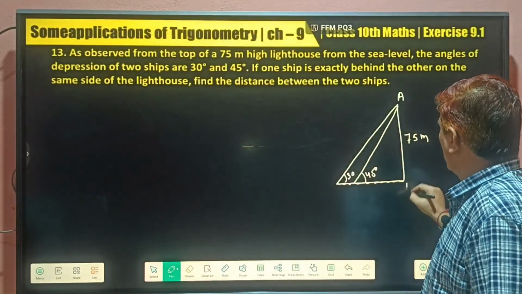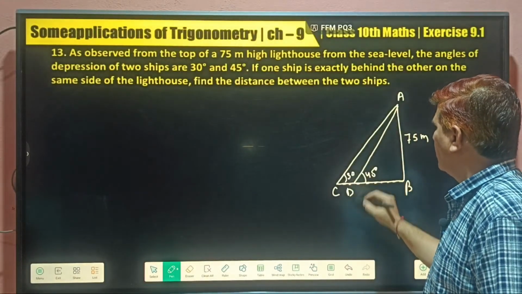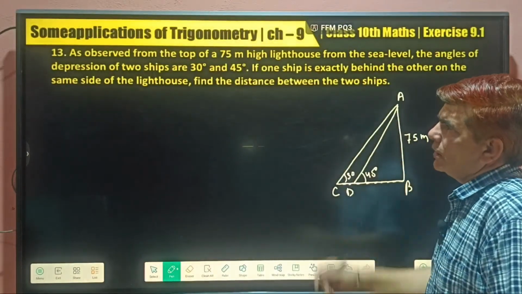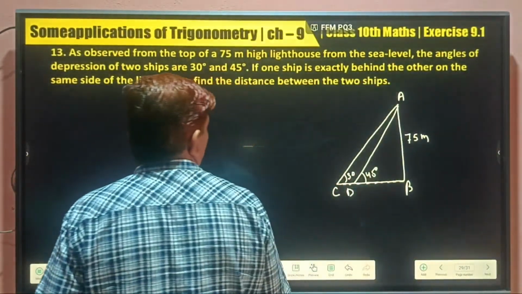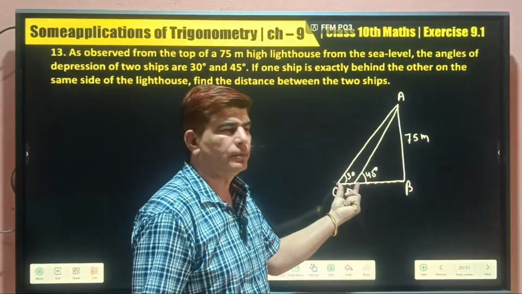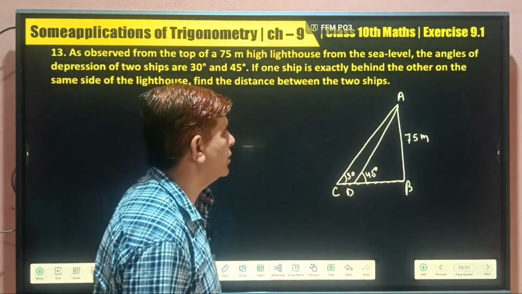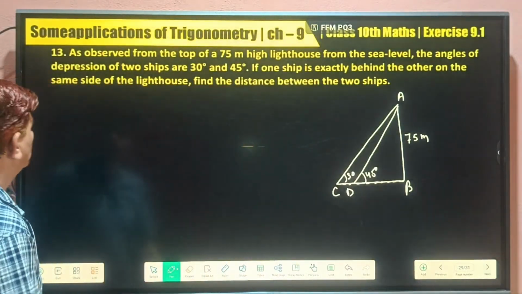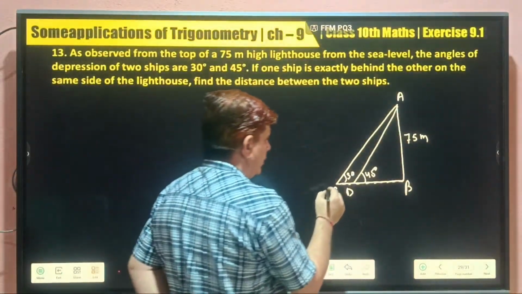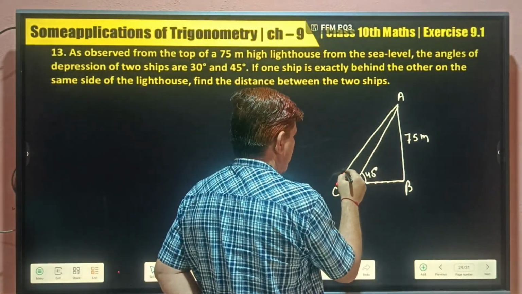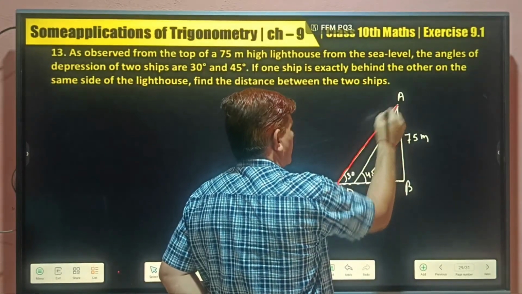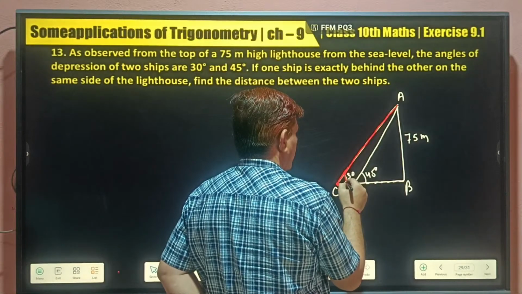So A, B, C and D. If one ship is exactly behind the other on the same side of the lighthouse, find the distance between the two ships. The distance between the two ships is what? CD. CD is the distance between the two ships. So we can show it. This is the point. One ship is here, making how many degrees of angle? 30 degrees.